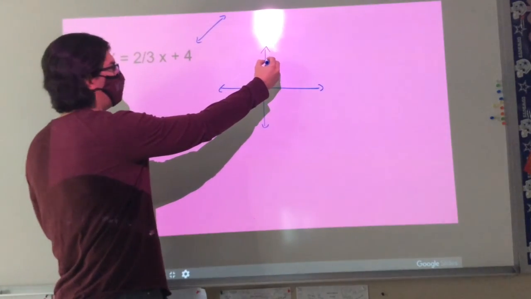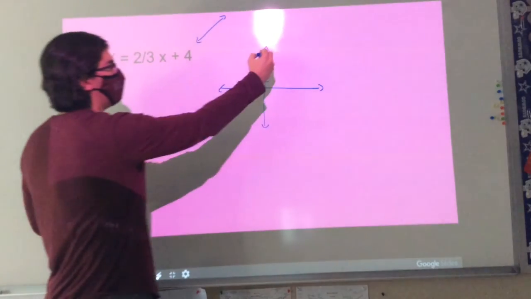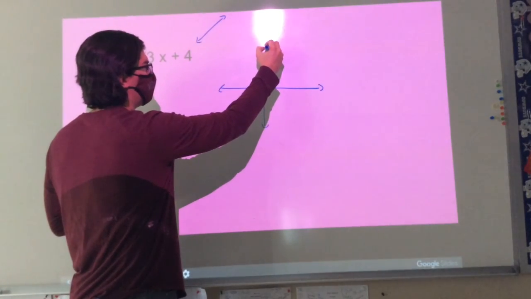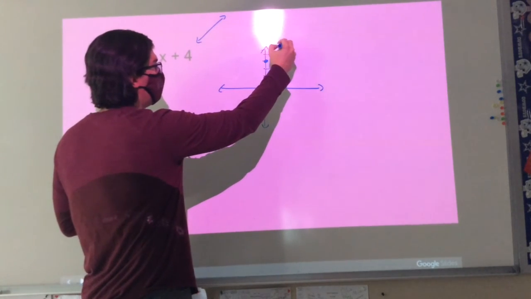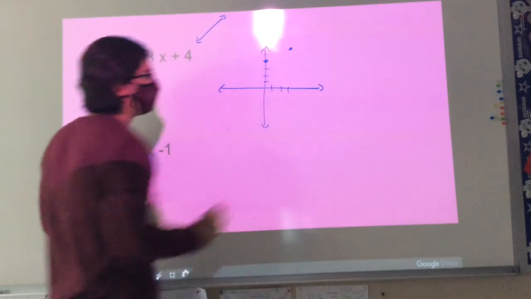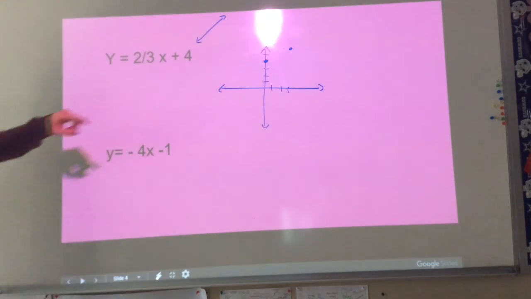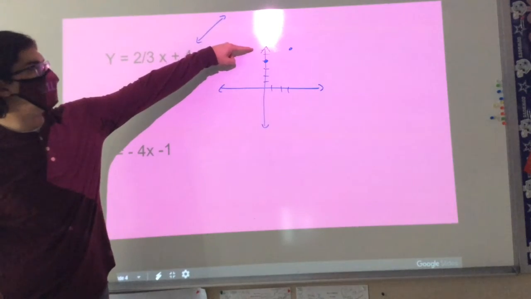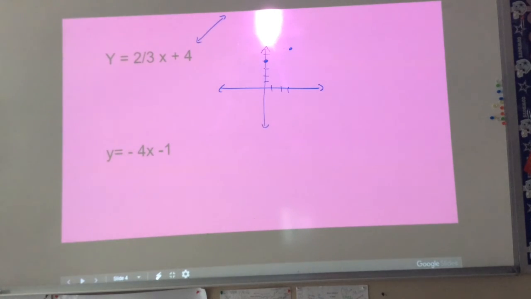From this point, I'm going to go up 2. So I'm going to go 5, 6, and then what am I going to do from here? Go over 1, 2, 3. Okay. Does everybody understand how I went from this point up 2 over 3? Everybody acknowledge that.